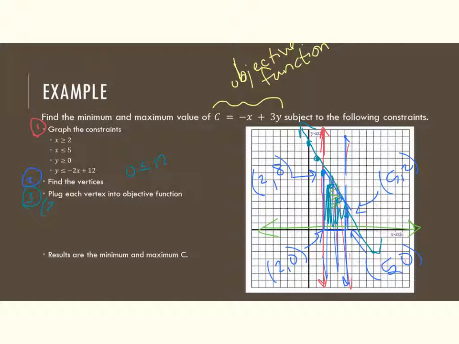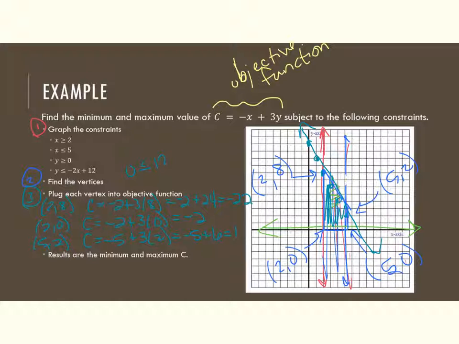So I'm going to plug 2, 8 into my objective function, and it's going to be c equals -2 plus 3 times 8, which is -2 plus 24, which is -22. Then I'm going to plug in 0, so it's c equals -2 plus 3 times 0, so that's -2. And then 5, 2, is going to be c equals -5 plus 3 times 2, which is going to be -5 plus 6, which is 1.